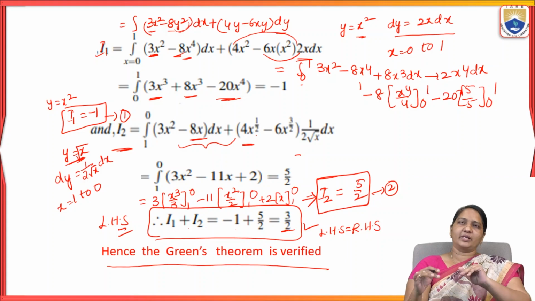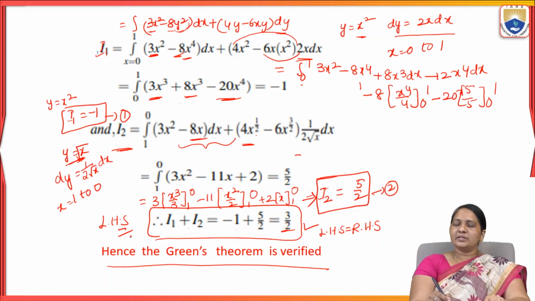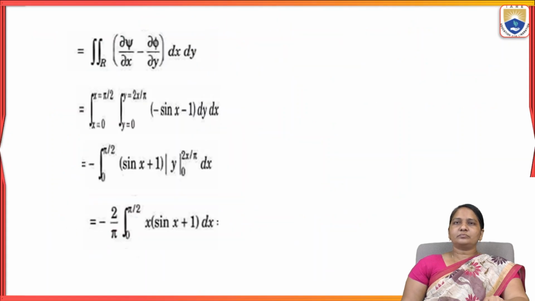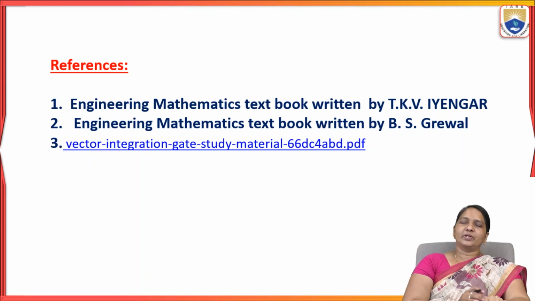This is the way we can calculate to verify Green's theorem. So that means we have to do two parts. One part is for the line integral. We will have to calculate along the curves based on the given problem, and after that we have to evaluate the double integral also. Then LHS should be equal to RHS. Then we can say that Green's theorem is verified. I hope you got the clarity about this verification of Green's theorem.